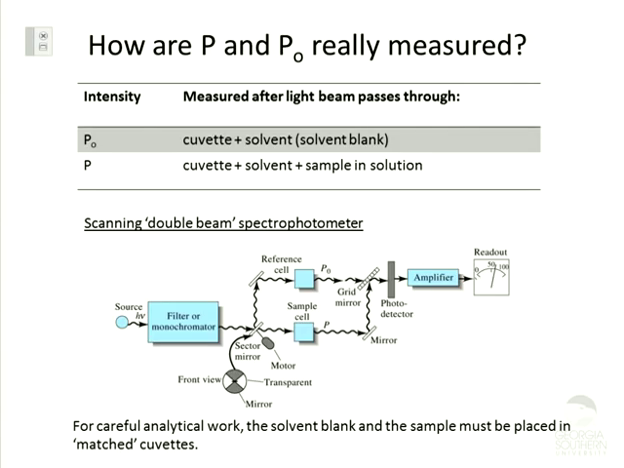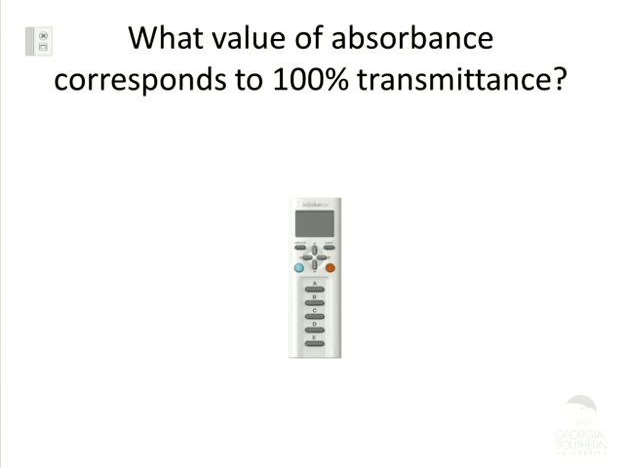I expect that some people from this group are going to take instrumental analysis with me. So this is almost like a little trailer, a little prelude of some of the things we're going to talk about in instrumental analysis, if you go there. But anyway, this is how P and P naught are actually measured. That's a critical start. You have to get good measurements for P and P naught.